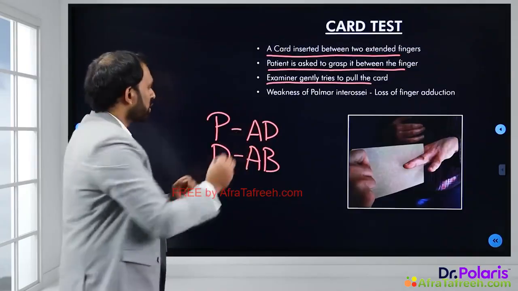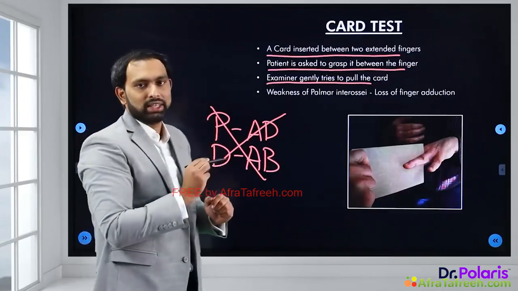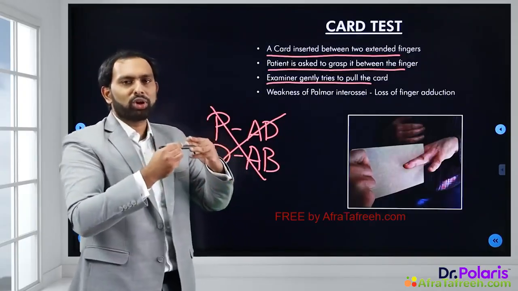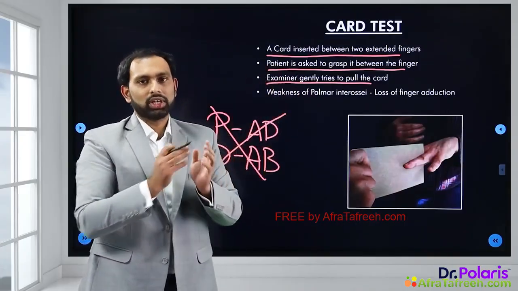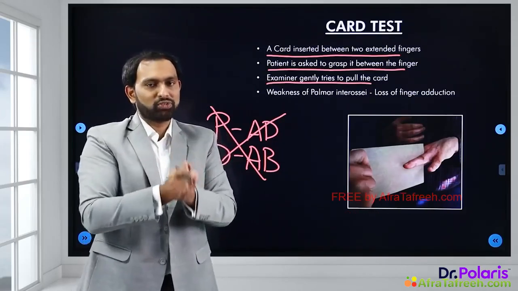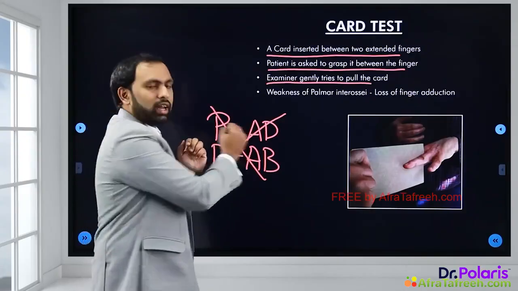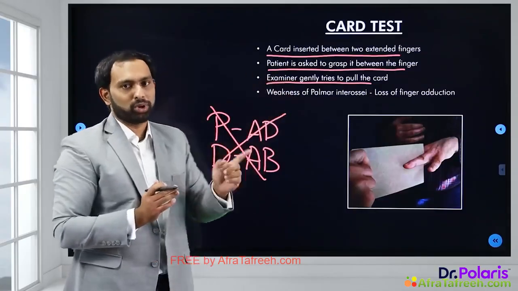So palmar interossei is responsible for adduction of the fingers and dorsal interossei is responsible for abduction of the fingers. So when both of these are lost in ulnar nerve palsy, in such cases, the patient will not be able to hold the card tight and the card test will be positive. So if there is ulnar nerve palsy, the palmar interossei is lost. If palmar interossei is lost, adduction of the extended finger is lost. Because of that, the card test will come out positive.